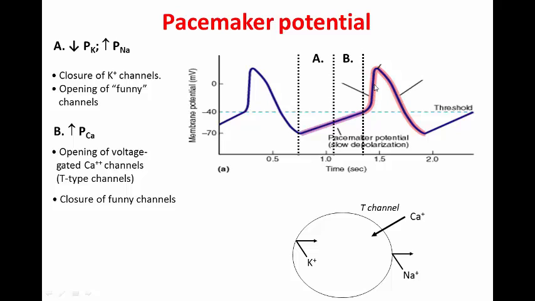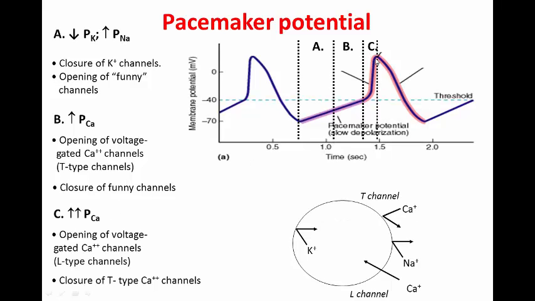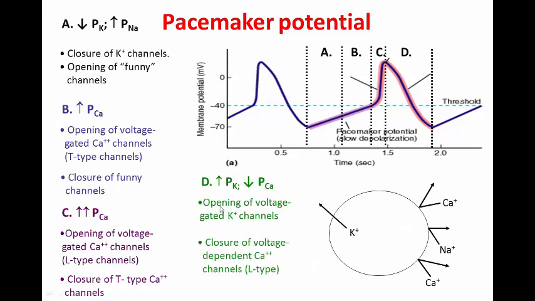And this depolarization is again due to influx of calcium, but through L-type calcium channels. So during this part, we have opening of voltage-gated L-type calcium channels, and we have closure of the T-type calcium channels, which were opened in the later part of the pacemaker potential. The proper depolarization of the pacemaker cells is due to influx of calcium through L-type calcium channels.